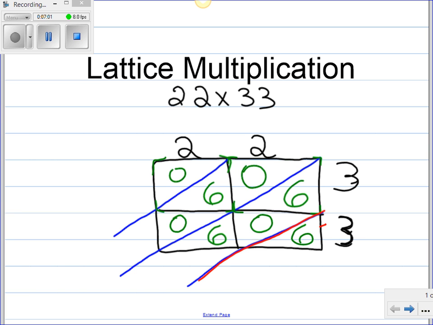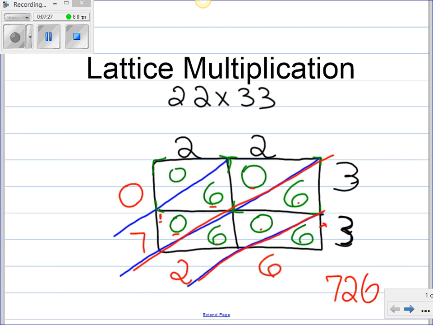So 6, we're adding the diagonals, so it's just 6 on its own. In this section, we have a 6, a 0, and a 6. That's 12, just like we would be doing when we're adding. We're going to bump that 1 up here, so we're going to do some carrying. So 6 and 0 and 0 and 1 and 7. And then 0 is all by its lonesome, nothing on its diagonal. So we have an answer of 726.